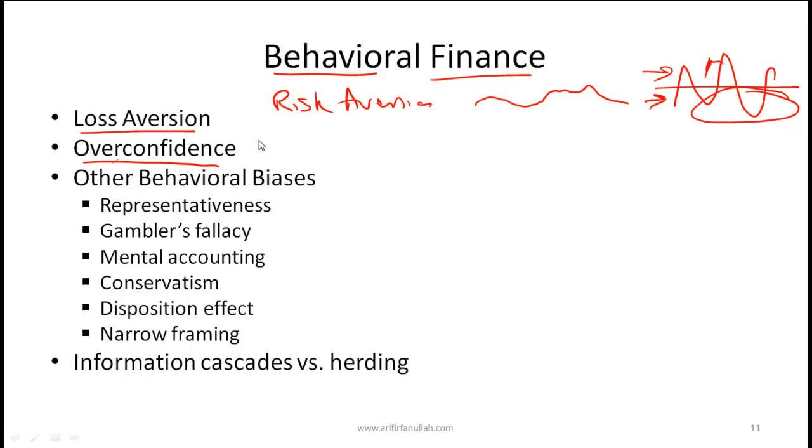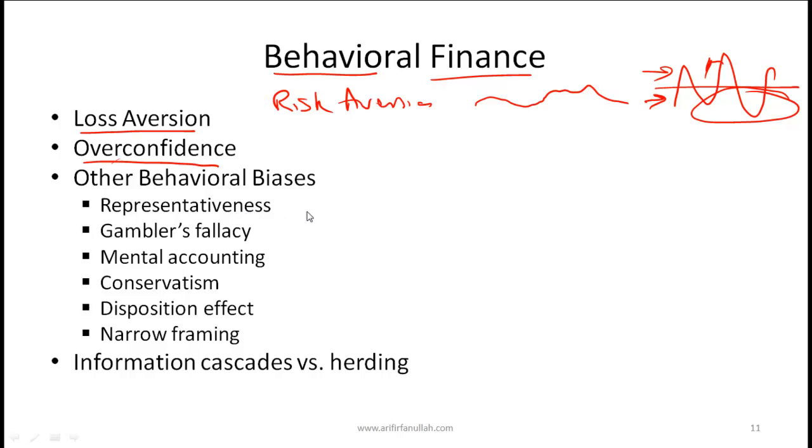Sometimes investors overestimate their ability to value securities, and if there are a lot of investors who are overconfident about their abilities, then that might imply that securities might be mispriced. So in terms of other behavioral biases, we have representativeness, which means that investors assume that good companies or good industries are also good investments.